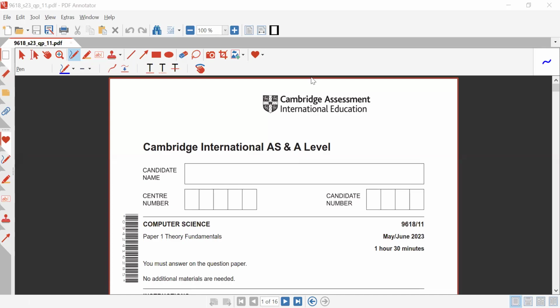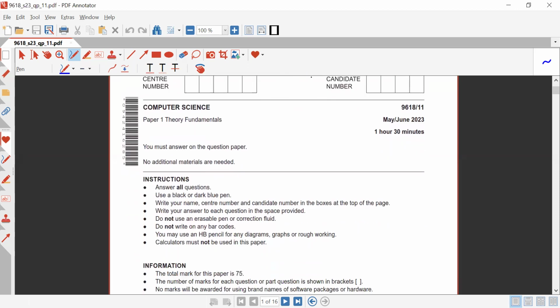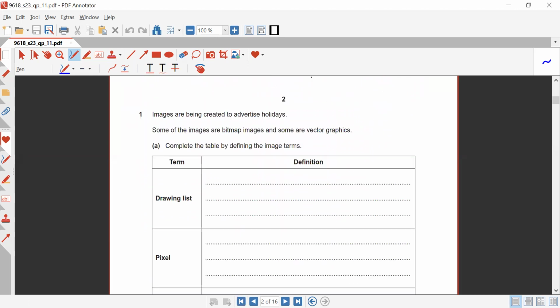Morning, students. Today we are going to start with one more session for the past papers of AS. And today we are going to do 961811 May June 2023. 1 hour, 30 minutes is the time allowed. I'm not going again through the instructions and the information as I have already gone through them.